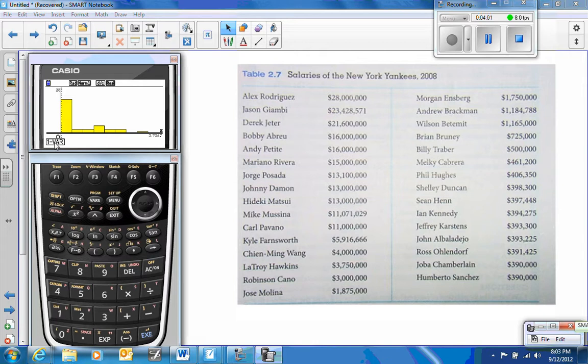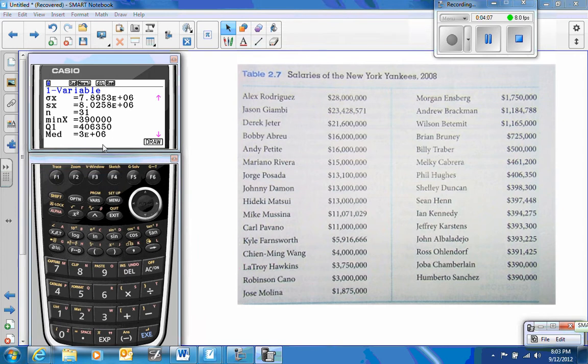Now, one of the things you can do is hit one variable statistic, which is F1, and keep on going down. Notice there are 31 entries. Now, it gives us our median, 3 times 10 to the 6th power. 3 times 10 to the 6th power means 3 million. So our median number will be about 3 million.